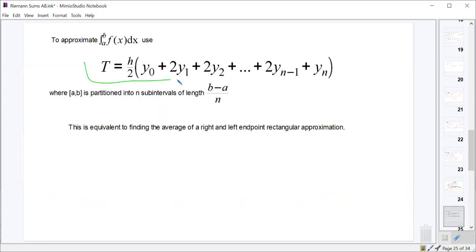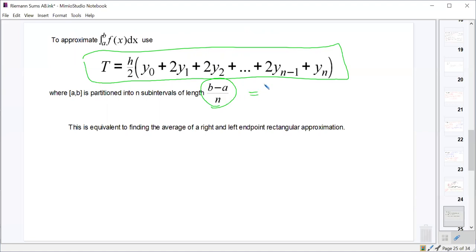And here's that formula right here. This is only if the subintervals are of equal length. And then how do we find the h? Well, the h is the length of the subinterval, which ought to be b minus a over n.